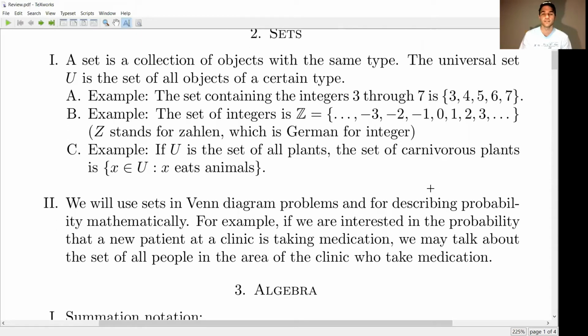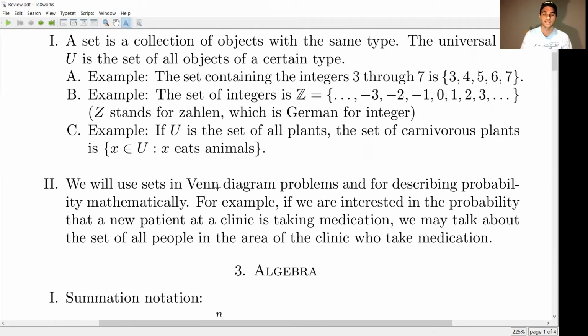And then the third way we can write down sets is if we already know another set and the set we want is everything in that set that satisfies a condition. For example, if U is the set of all plants, the set of carnivorous plants we can write down this way. The notation, this E-looking thing, means that X is an item that belongs in the bucket U. So this is all of the plants, the X in U, and the colon is read such that X eats animals. All the plants that eat animals.